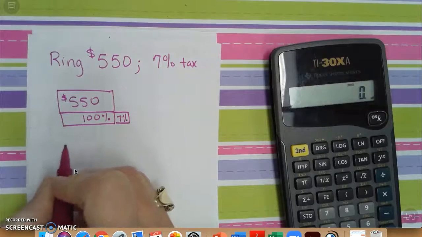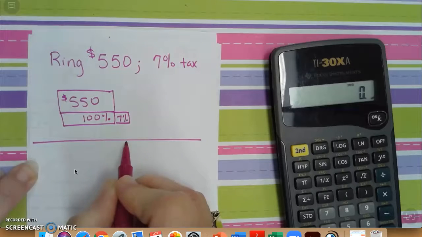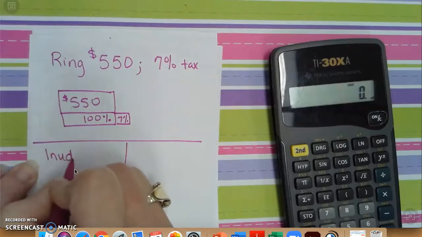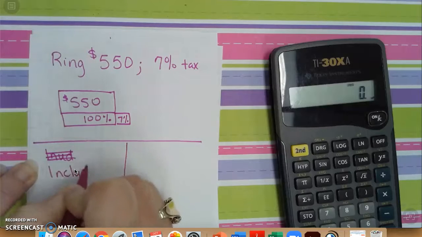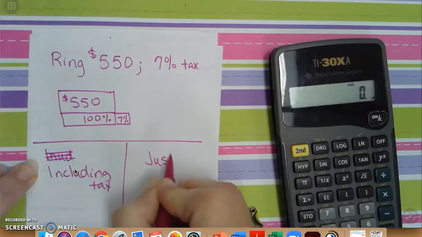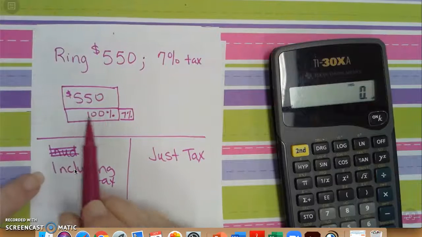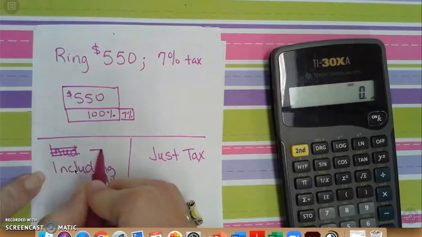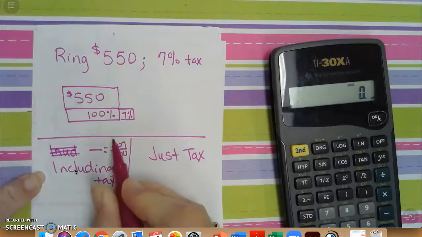So if we want to pay, remember last week, I'm going to split this just like we did last week, including tax, and then we did just tax. Okay, let's think about including tax. Remember at the top of our proportion we put 107, and we put 100 here.